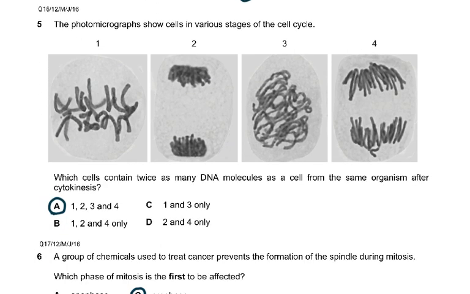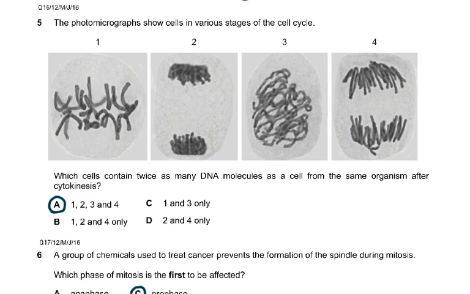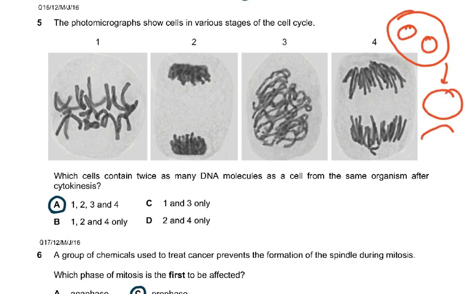Then question 5, the photomicrograph shows cells in various stages of the cell cycle. Which cells contain twice as many DNA molecules as a cell from the same organism after cytokinesis? So that means the cell, two nuclei have been formed, and then two cells have been formed with a nucleus in each. Now it says which cell contains twice as many DNA molecules as a cell from the same organism after cytokinesis.